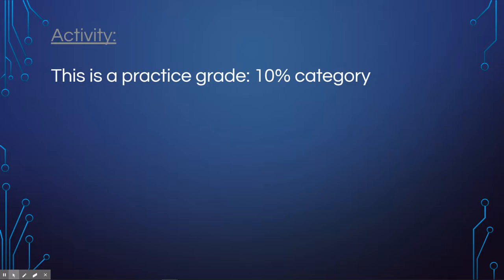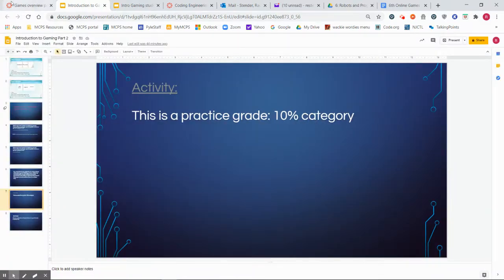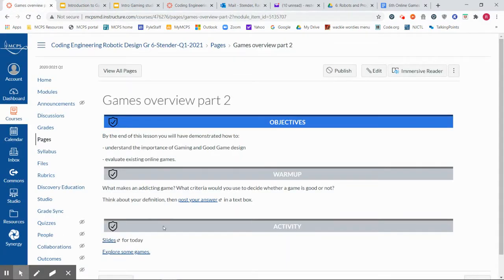So with this, we have an activity to do today. This is a practice grade, which is in the 10% category. Generally our 10% category is our completion grades, but I say that with a caveat. I am still looking at the quality of your answers. If you're just putting down meaningless answers, or you're not really giving me any detail, then I may request that you redo the assignment to get the completion grade. So let's look at the assignment.